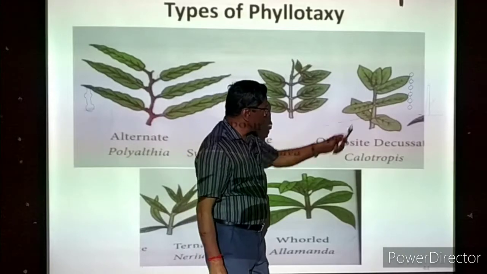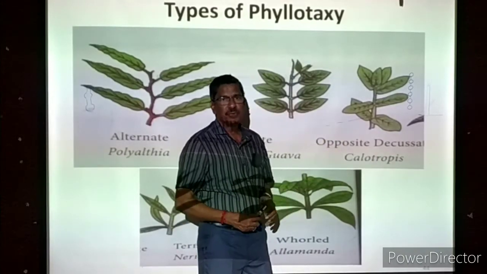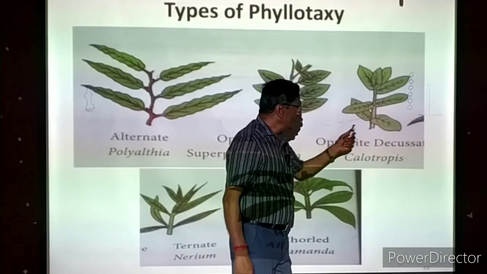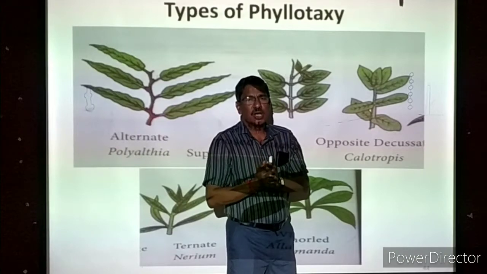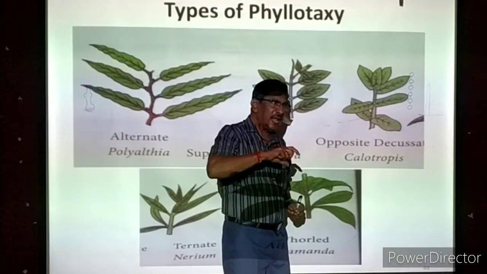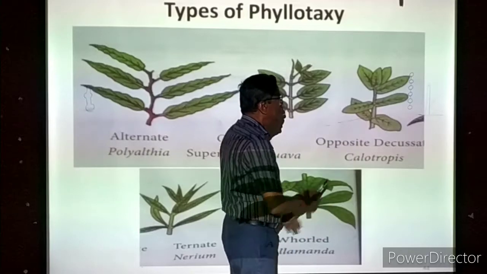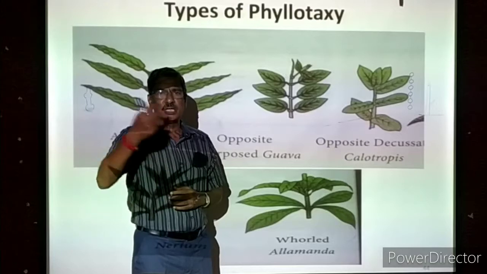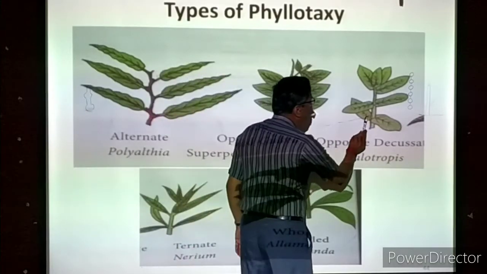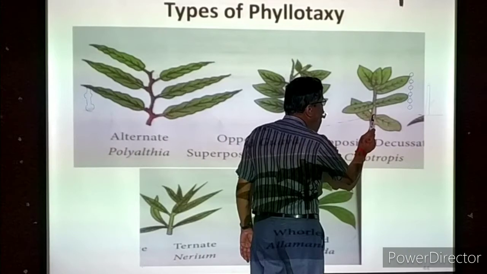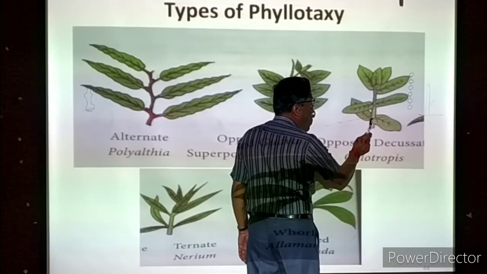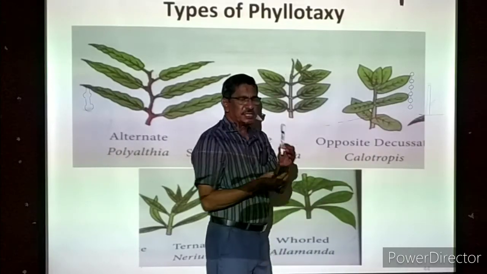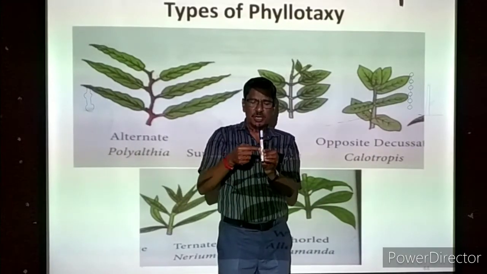Now the next one we are coming to is opposite decussate. What is the meaning of decussate? We have to know. Opposite I told you, each node is bearing two leaves. Now decussate, the paired leaves are always lying at right angle to each other in the successive nodes. Now the best example is Calotropis. Another one is also Datura, if you see that. Now this is a stem. One pair of leaves I am taking, first node, two leaves are there. One is facing front, one is at the back of the stem. Now this is the stem, one is facing you, another one is facing me.